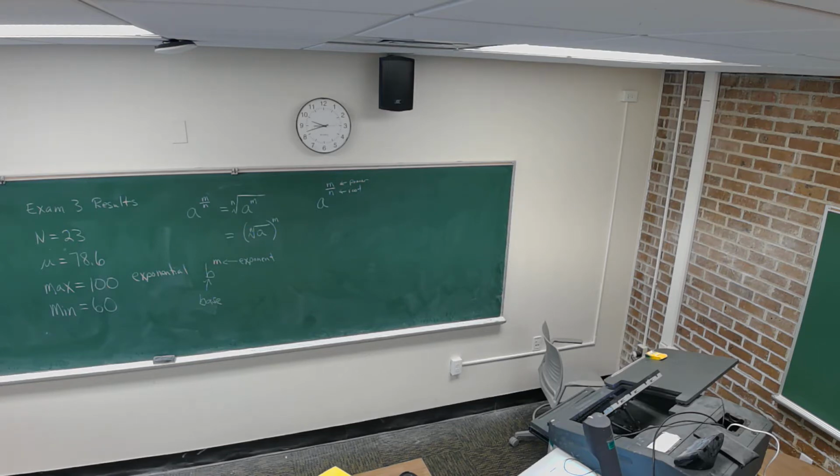In 5, we have a product raised to the mth power, and that's equivalent to the first factor raised to the mth power times the second factor raised to the mth power. And then in 6, we have a fraction raised to the mth power, and that's equivalent to the numerator raised to the mth power divided by the denominator raised to the mth power.